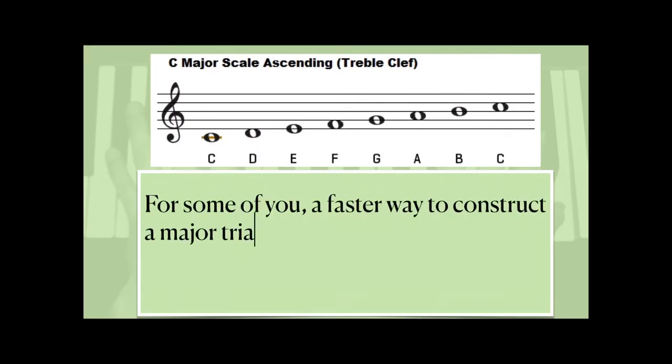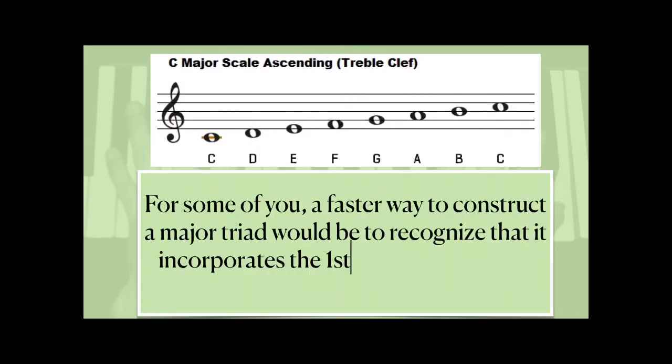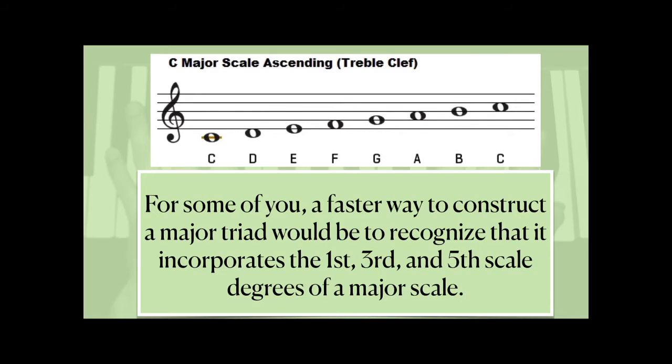For some of you, a faster way to construct a major triad would be to recognize that it incorporates the first, third, and fifth scale degrees of a major scale. We see our C major scale here, a very familiar sight. The C, E, and G are the first, third, and fifth scale degrees. They are also a way to spell a major triad. This can work for any major triad.